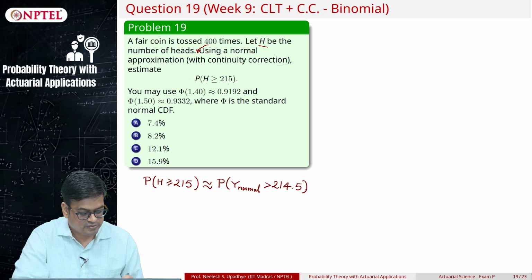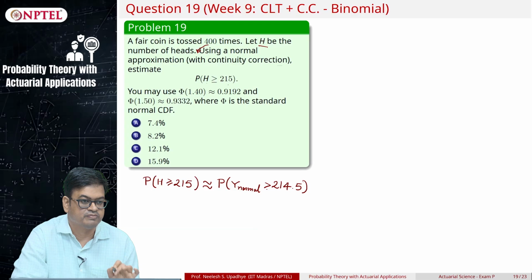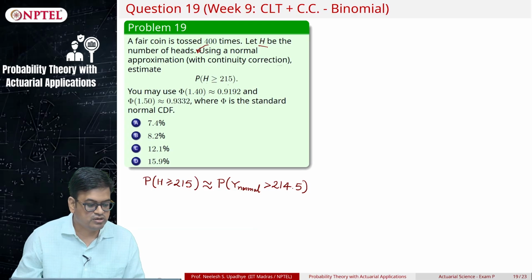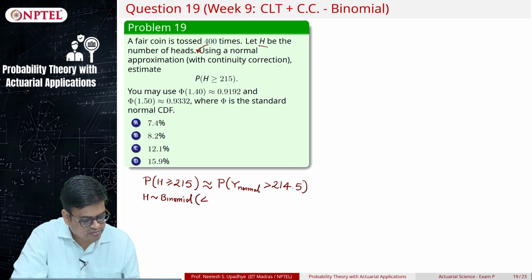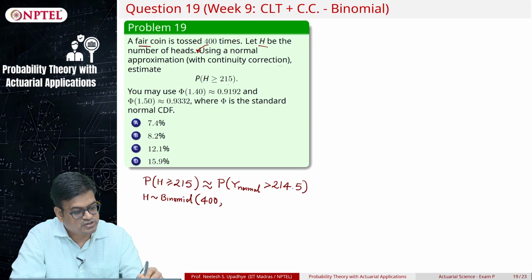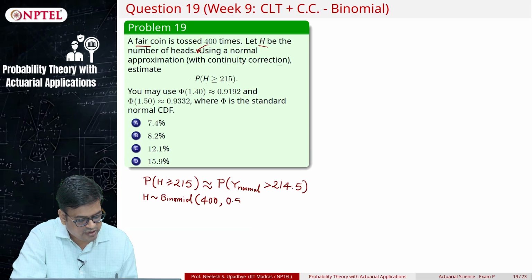So, this is the first step. I have to approximate with a normal, so I have to identify the corresponding set. So, this is Y normal greater than 214.5, perfect. Now, let us move on to the corresponding normal distribution, what are the parameters? This distribution H is actually a binomial distribution with number of trials equal to 400 and probability of success, because it is a fair coin, 0.5.